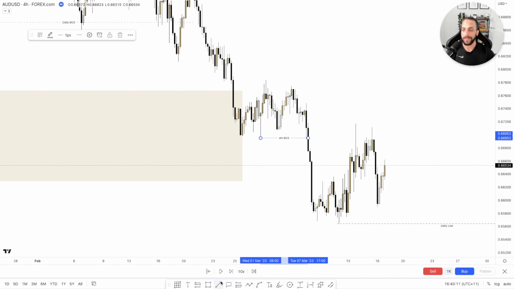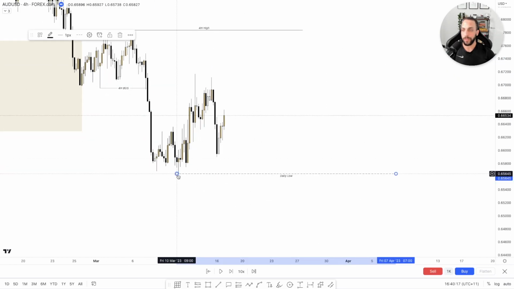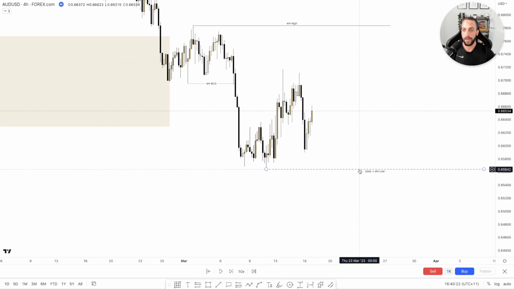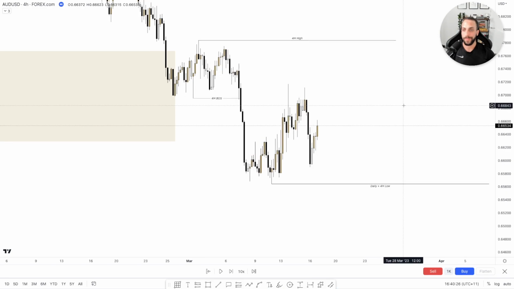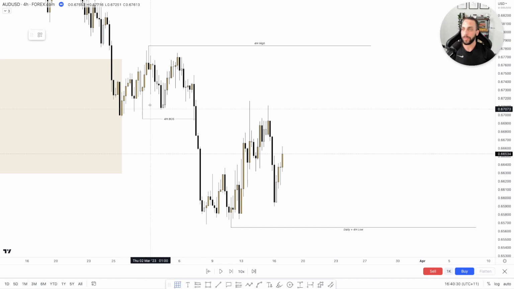Meaning, of course, the highest point above is going to be our 4 hour high. And that leaves our daily low to also be our 4 hour low as well. Just going to make this a solid line so that it matches the other one. Beautiful. All right, so this here is going to be our 4 hour range. We can drop our premium and discount.